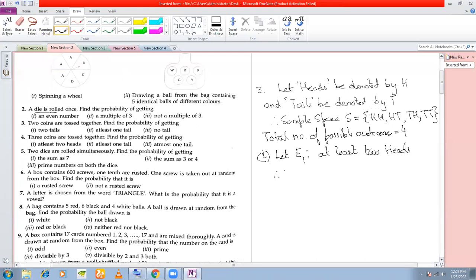Therefore, what is E1? From the sample space, which outcome has at least 1 head? This one, HH, has at least 1 head, right? This one has at least 1 head, HT. This one has at least 1 head, TH. TT cannot be taken because both are tails. They don't have any head, right?